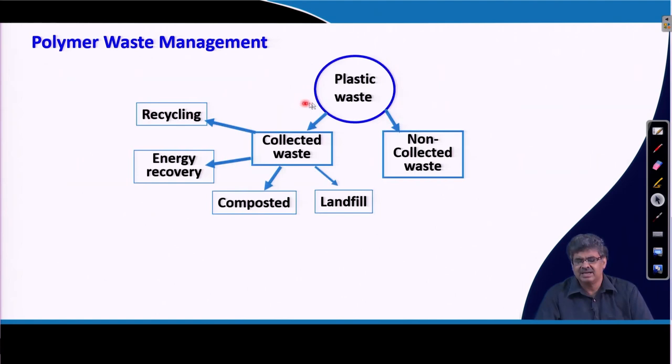So what is generally done with the waste? There are mainly two types of waste. The majority is collected waste, which is collected from waste bins and then either recycled, or incinerated and used as an energy source, or composted using microbiomes to further use as a monomer resource back to the polymer industry or as a fertilizer. Or if none of this is possible, then it can be put in a landfill so that it degrades and is less harmful to the environment.